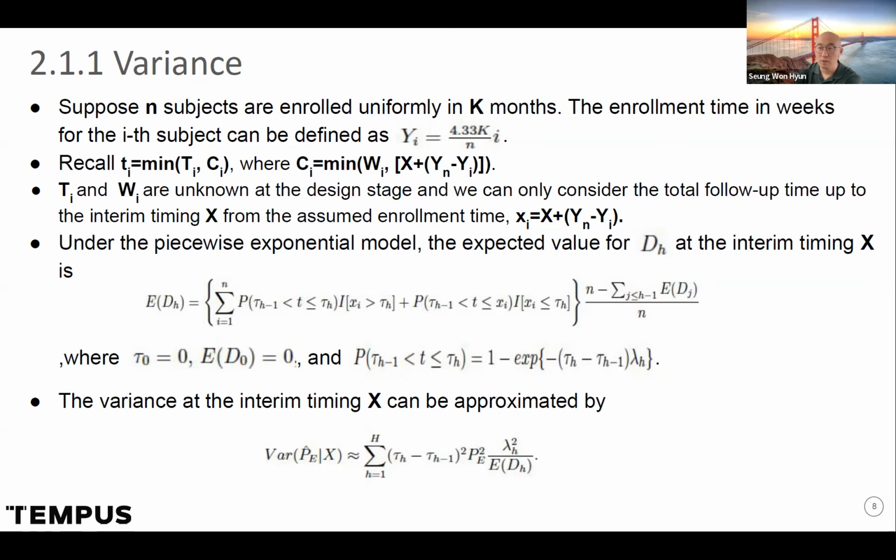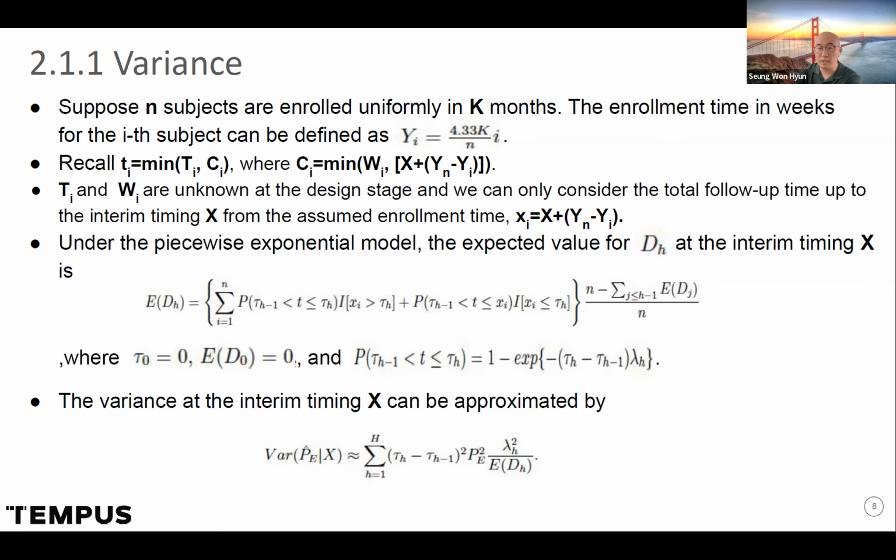Okay, so under the piecewise exponential model and the assumed enrollment time, we can get the expected value for d sub h at the interim time x using the below equation. So that's the equation in the fourth bullet.